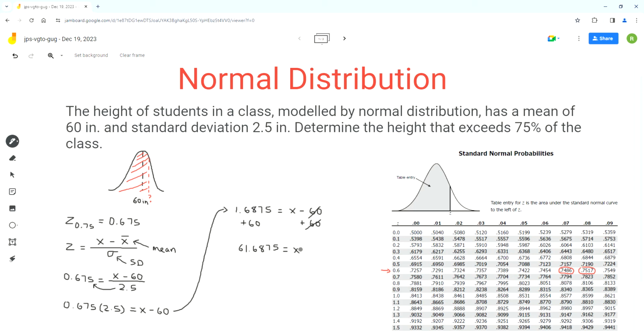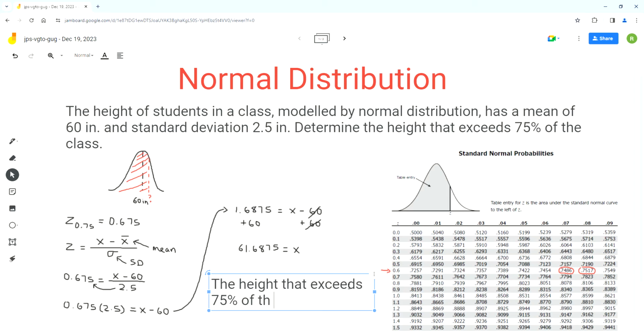So I kept the exact values of the numbers to show you how you get the exact answer, but you can round your answer as per the given rounding instruction in the problem. We can write a closing statement to summarize our answer with the appropriate unit. So the height that exceeds 75% of the class is 61.7 inches. So I rounded the answer to one decimal place.